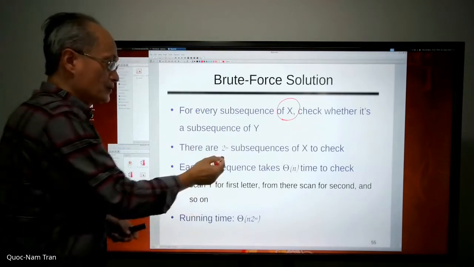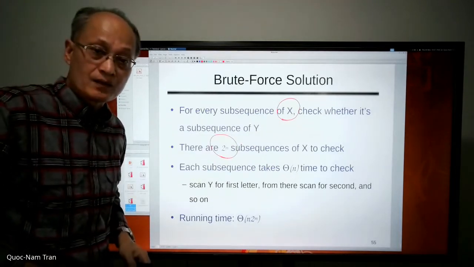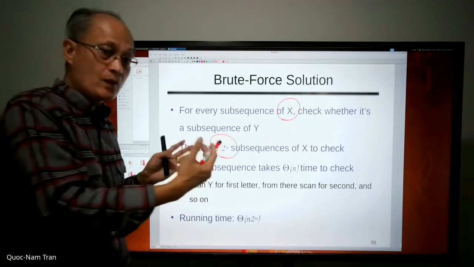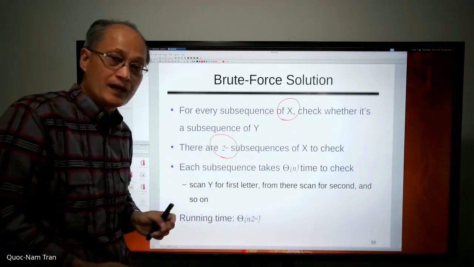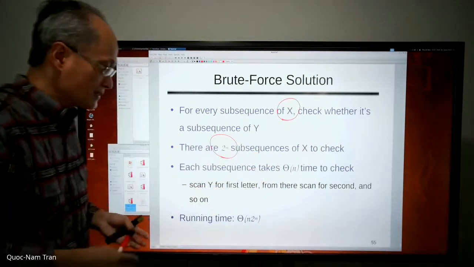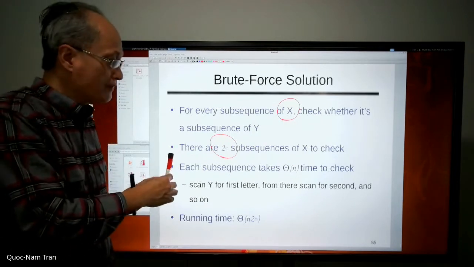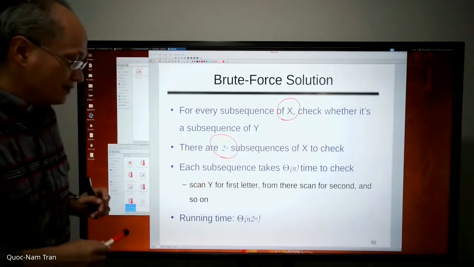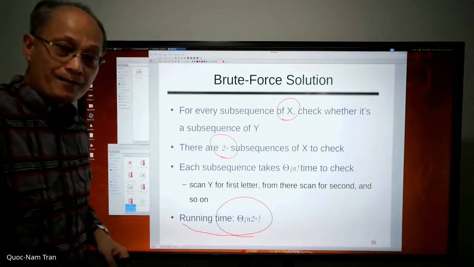So the total number would be 2 to the power of m, where m is the length of the sequence X. If we have a sequence and we want to see if it appears in the second one, we just have to search from left to right. That will take us n steps, because we have to go through every element of the second sequence Y. So in general, the running time is n times 2 to the power of m.